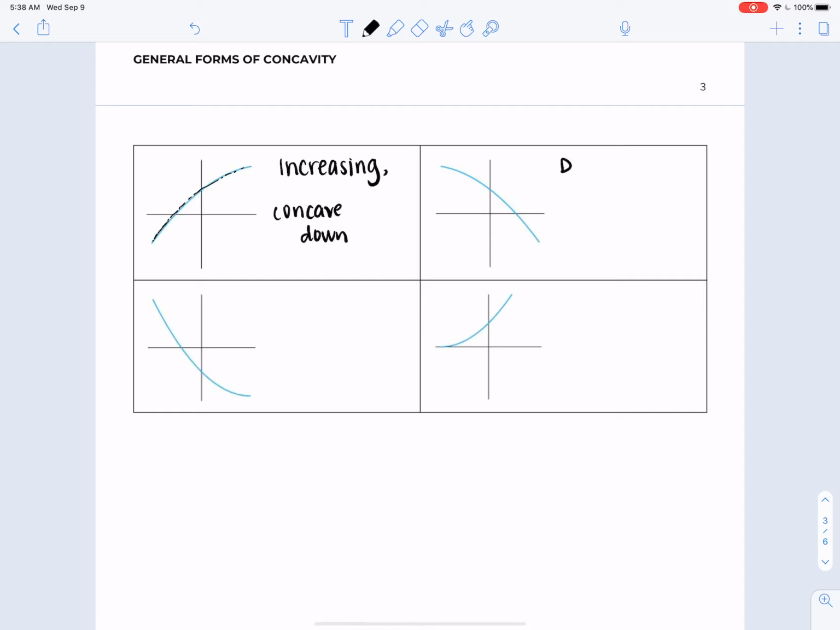Here's an example of a function that's decreasing and concave down. On the left, we see a function that is decreasing, but it starts off decreasing by a lot, so very negative. And then the rate of change becomes less and less negative, so this is concave up. And it kind of looks like an up cup. And then this last one is increasing and concave up.